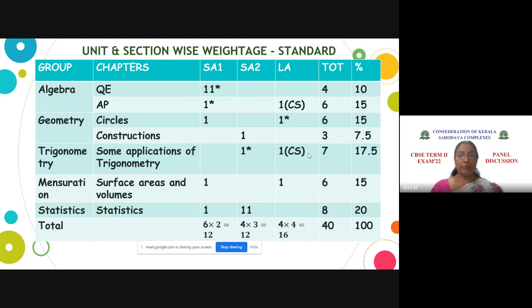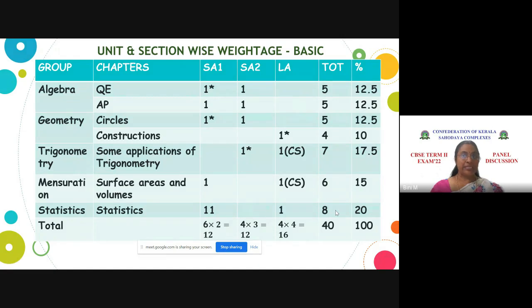Surface areas and volumes, 1 2-mark question and 1 4-mark question. And statistics, 1 from 2-mark question and 2 questions from 3 marks. Total, you can see that 40 marks altogether, and each one the percentage is also given. In the previous slide, I have given you the weightage as algebra 10, then geometry 9, trigonometry 7, mensuration 6, and statistics 8. It is exactly maintained in sample paper standard.